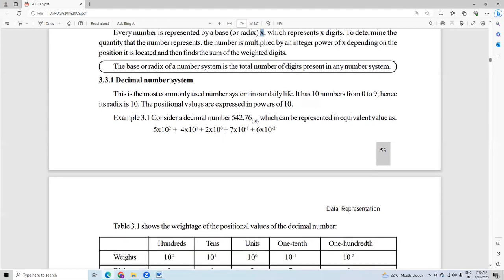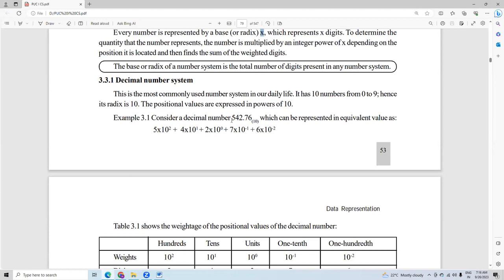Now, the first one is the decimal number system. This is the most commonly used number system in our daily life, right? In our routine life, whatever number system we are using, the majority is the decimal number system only. It has 10 numbers ranging from 0 to 9. Hence, the radix or the base of the decimal number system is 10. So the positional values are expressed in powers of 10.